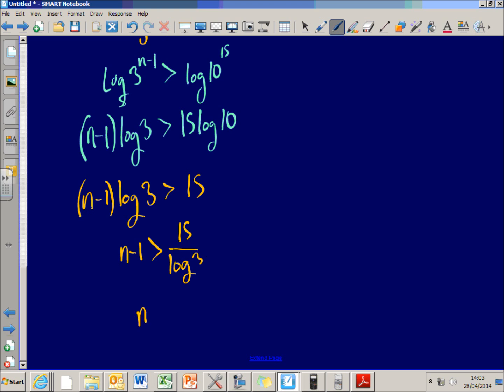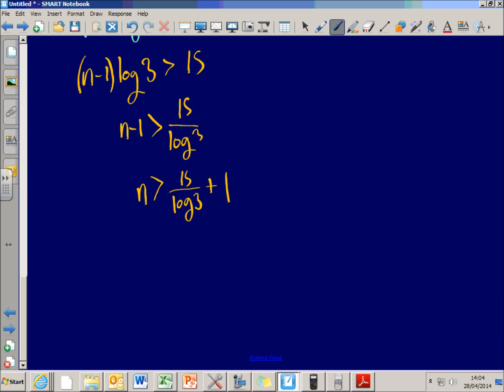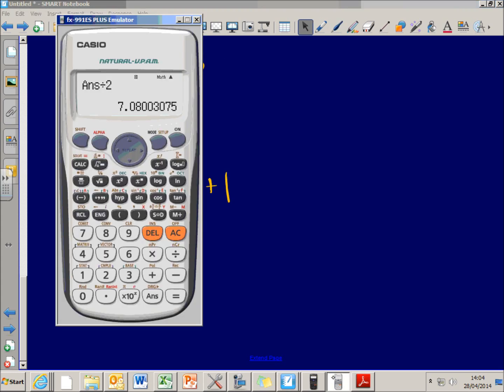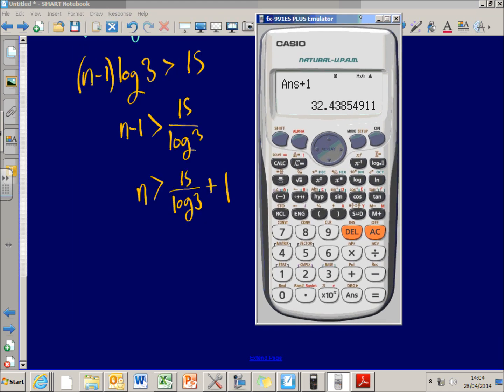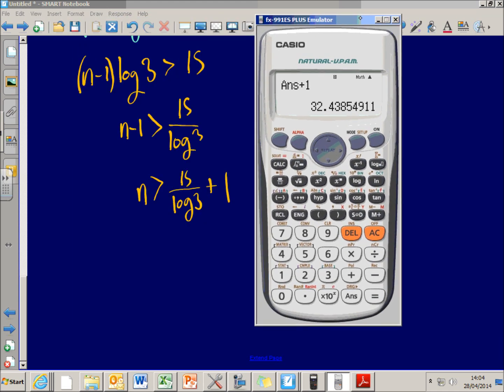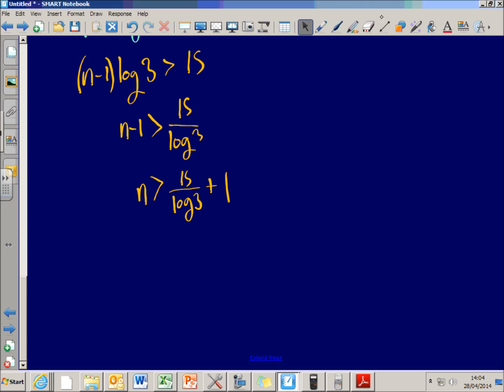And so finally, n has got to be greater than 15 over log 3 plus 1. Okay? Is everyone happy with that? So I'll grab my calculator and do 15 divided by log 3, add 1. So n has got to be greater than 32.4385. Okay? So what's n then? 33. N's got to be a whole number. So n equals 33.